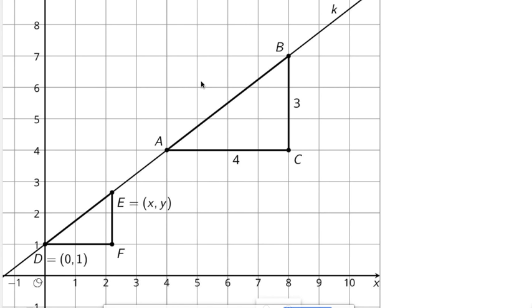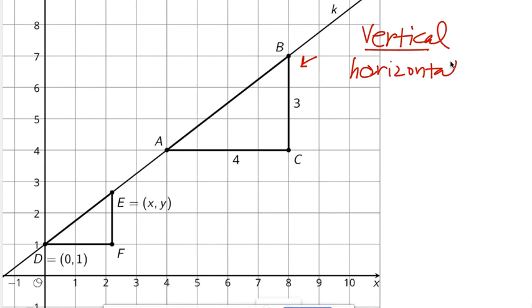So number 1 wants us to write expressions for each of these triangles, the vertical distance over the horizontal distance. And on our triangle ABC here, it's actually very simple because they give us the vertical distance over horizontal. They give us that information. Our vertical distance is 3. Our horizontal distance is 4.